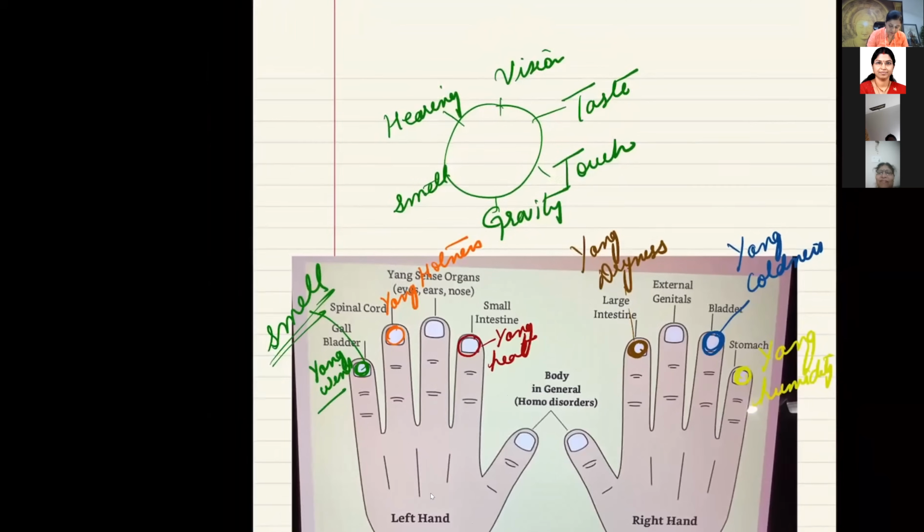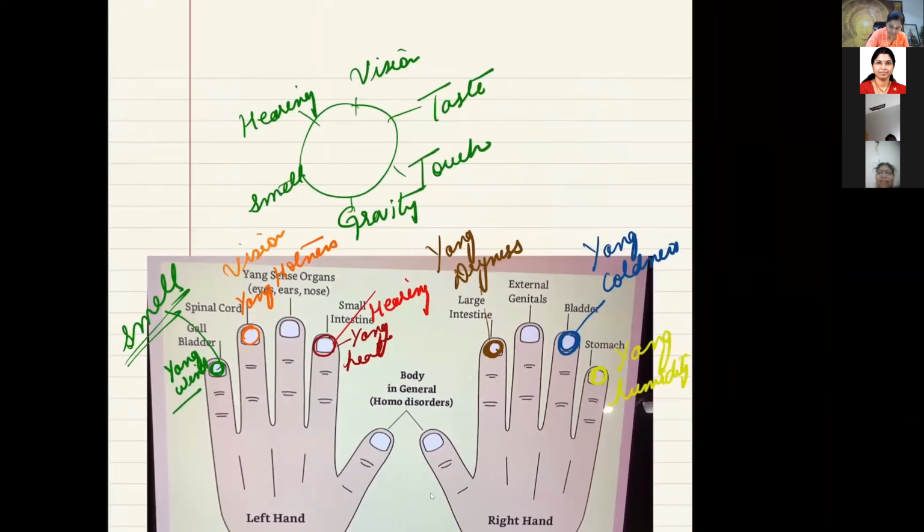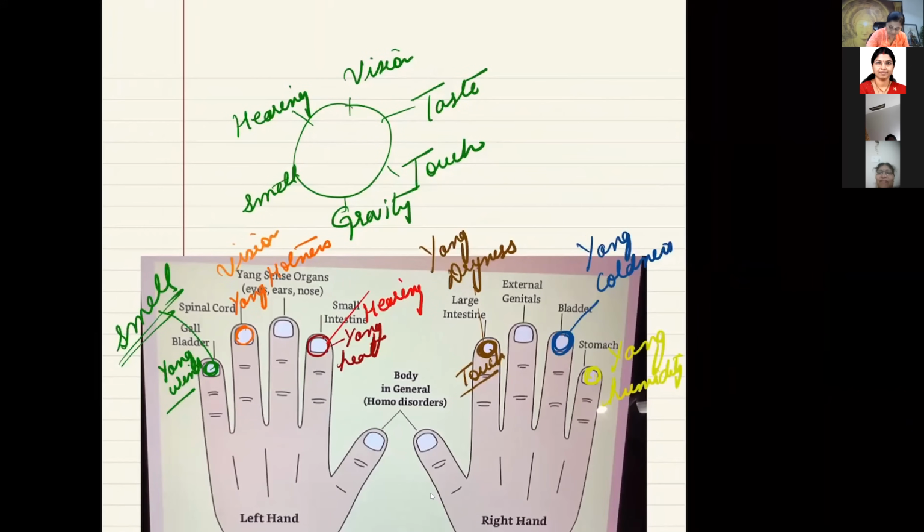And then hotness has connection with vision problems, hearing sense, then touch sense, and this is gravity sense, taste sense.